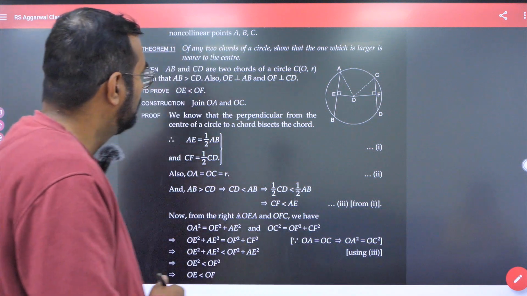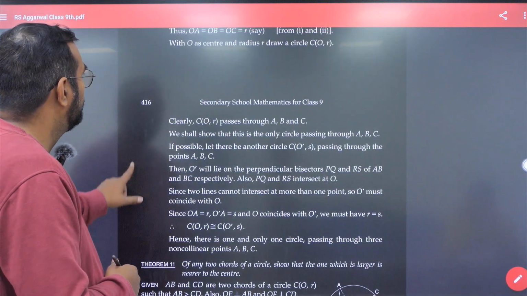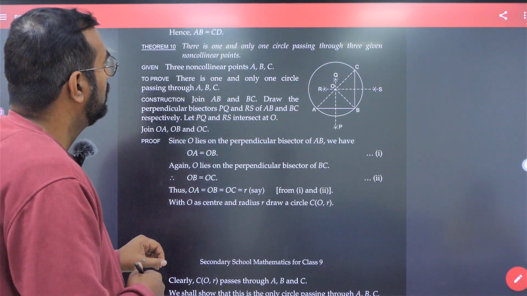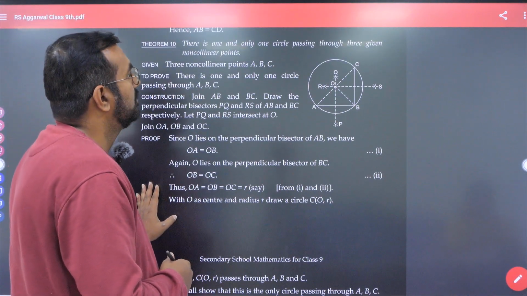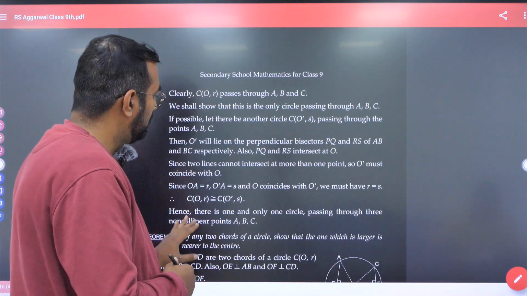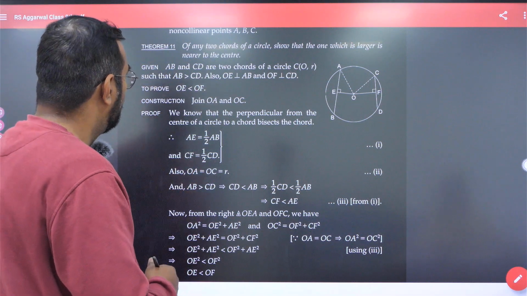Okay, so in the last class we were discussing Theorem 10: there is one and only one circle passing through three given non-collinear points, right? Today we will discuss Theorem 11 from R.S. Aggarwal.